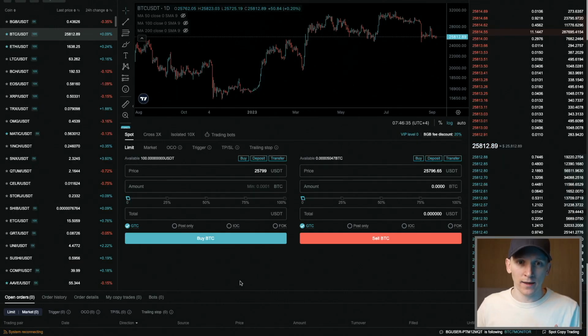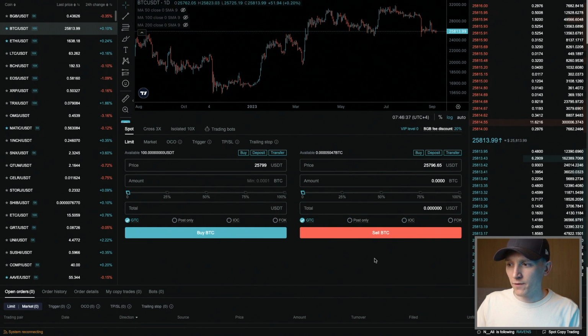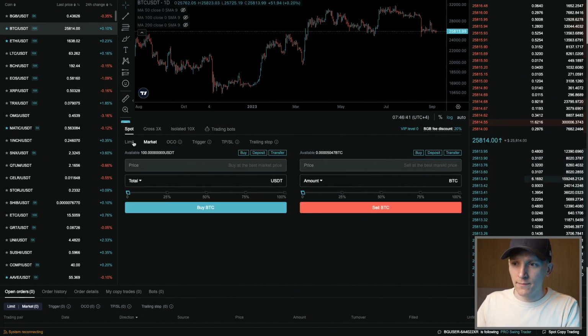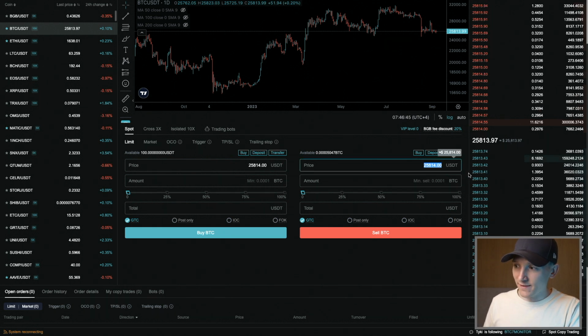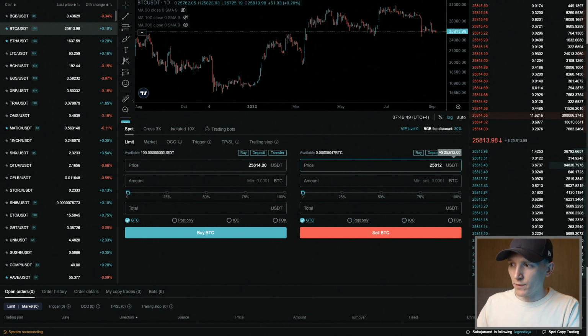It's the exact opposite for selling as well. This time you have the actual cryptocurrency and you want to sell that into an asset. So if you do have some Bitcoin or other assets, all we have to do here is put in either a market or a limit order, choose the price that we're willing to sell at. So 25,812, that's what I want to sell at. And that's going to go through straight away. We can choose an amount of Bitcoin to sell.